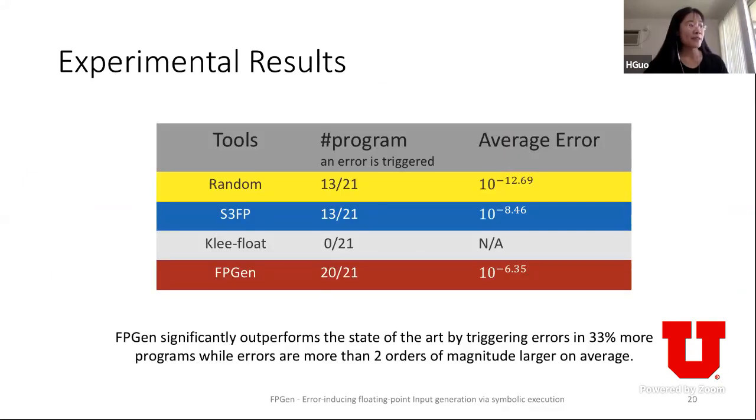To summarize the results, first, out of 21 programs, random and S3FP can trigger an error in 13 programs, and CleFloat failed to trigger an error in any of the programs. FPGA triggers an error in 20 programs. Regarding the magnitude of the error each tool triggered, FPGA triggered an error that is approximately 10 to the -6 on average. So it's 2 orders of magnitude larger than the state-of-the-art S3FP.